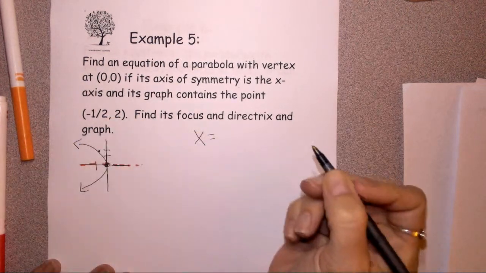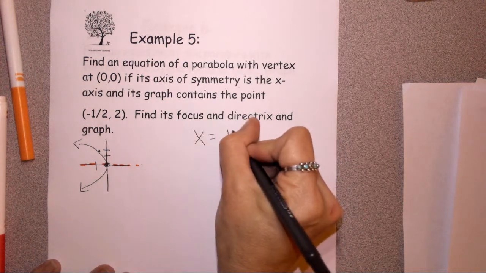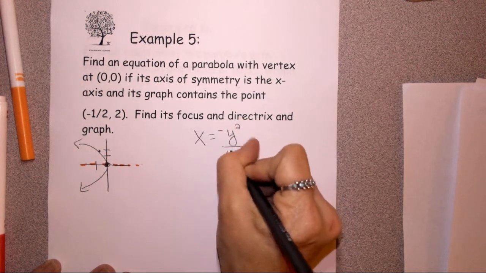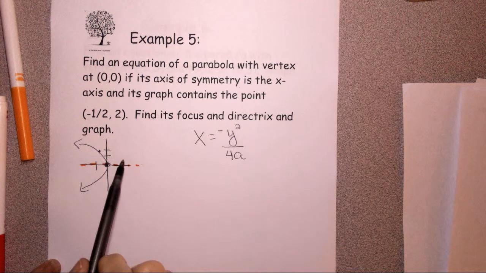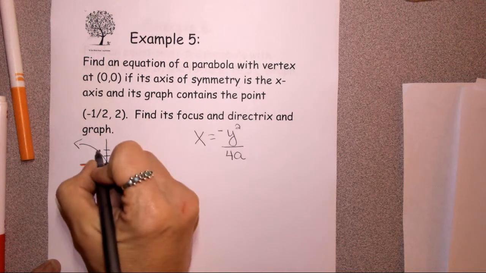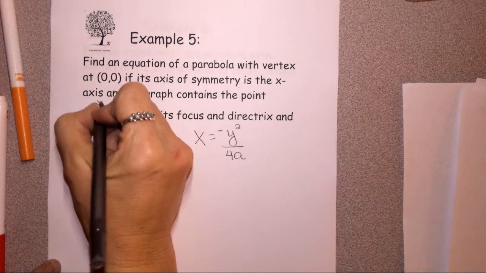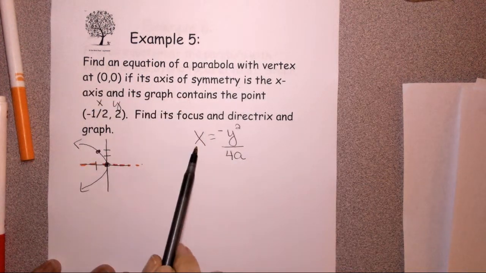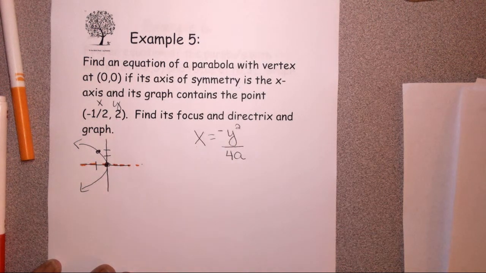So now I also know that because it's at 0, 0, and it opens left, I'm going to have a y squared, which is negative, over 4 times A. They didn't give me the focus. They didn't give me the directrix, so I have no clue what A is. So we're going to have to do something different. I'm going to use this point right here, and I'm going to plug in negative 1/2 for my x, and I'm going to plug in 2 for my y, and I'm going to solve for A.